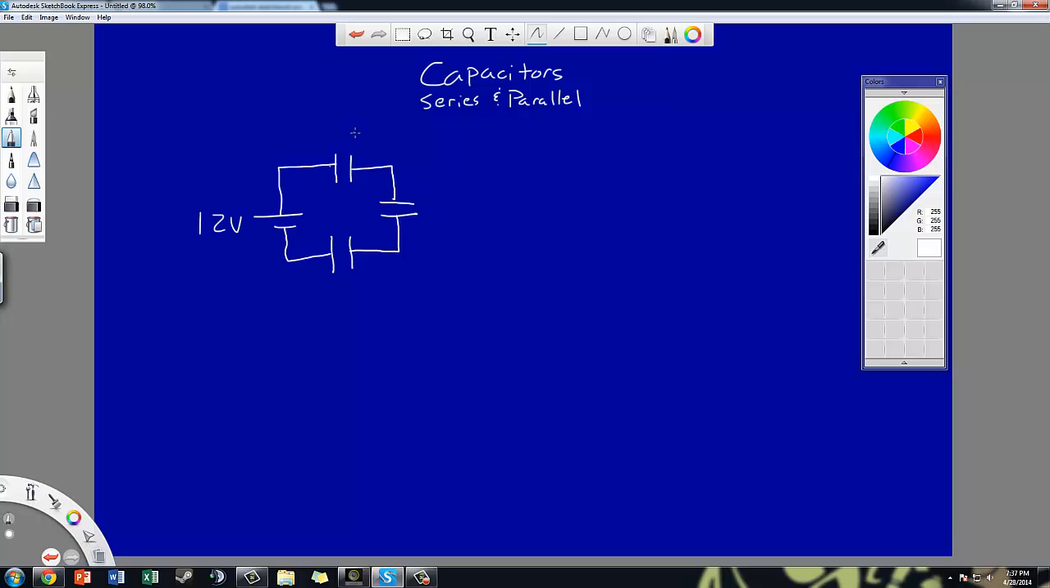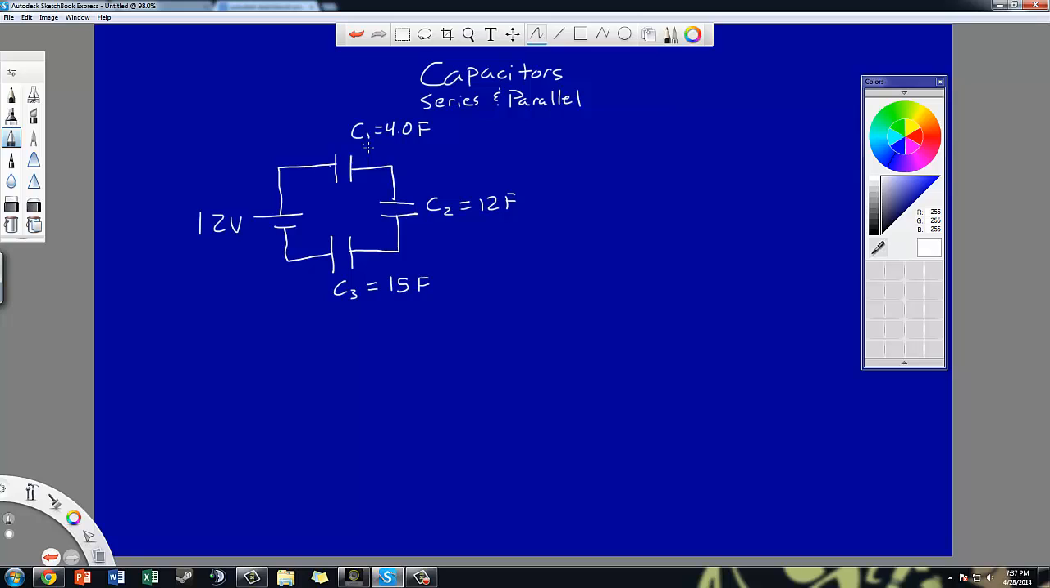So we have three different capacitors. I'll call this one capacitor 1, and it has a capacitance of 4 farads. We'll call this capacitor 2. It has 12 farads of capacitance. And capacitor 3, which we'll say has 15 farads of capacitance.